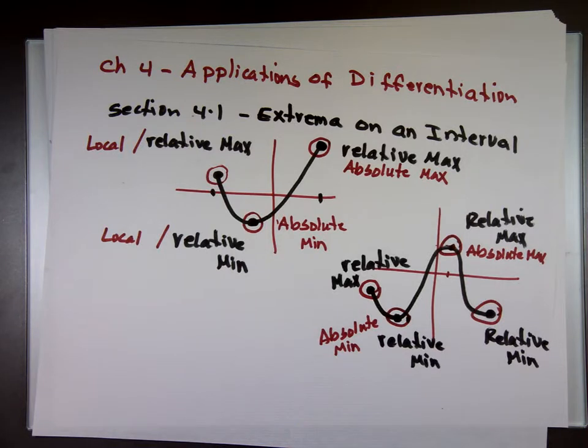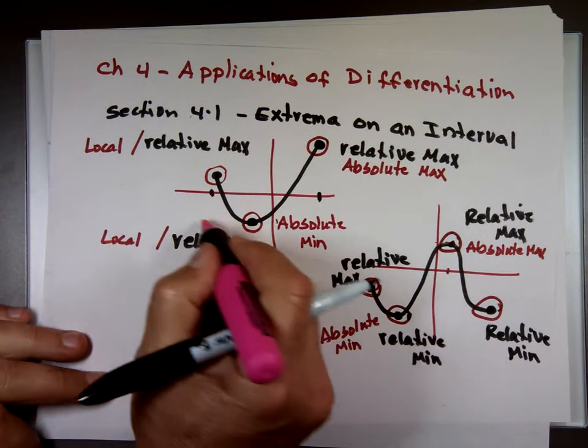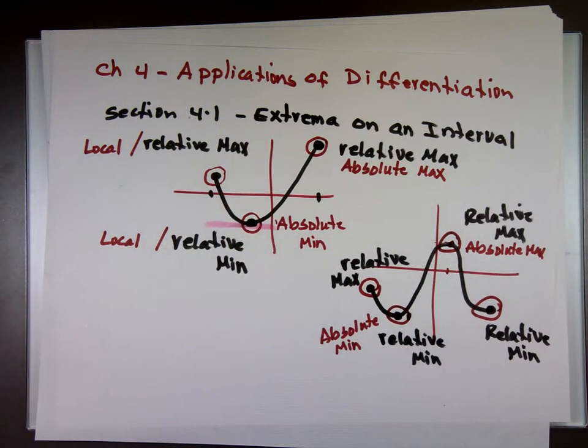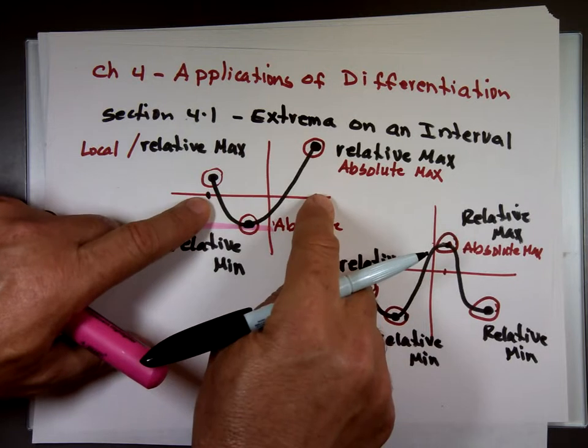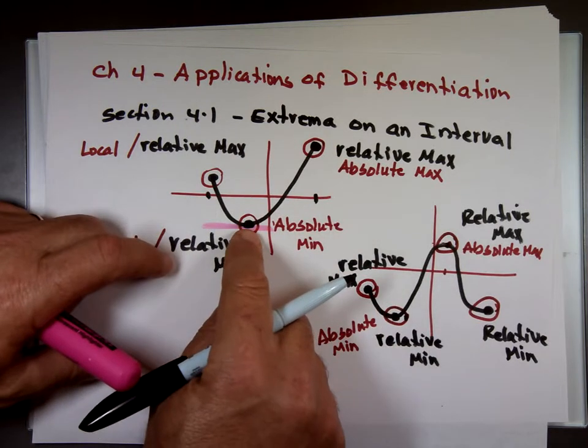Slope of the tangent line, right? If you draw a tangent line, what does the tangent line look like? Horizontal. So your absolute min, your local min, all of them are going to be either where the endpoints are or where the derivative is 0.